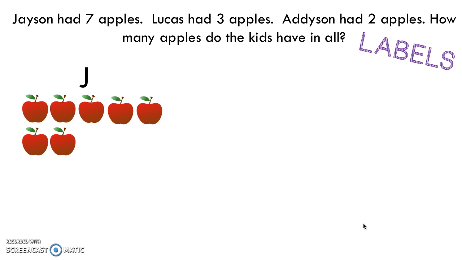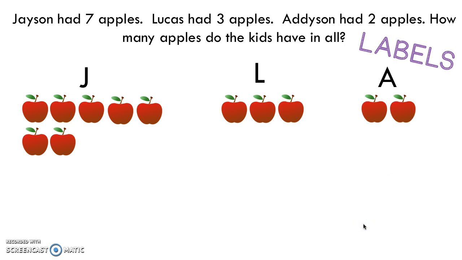Watch what I do for Lucas. So Lucas had 3 apples, so I'm going to draw him next. I'm going to do an L for Lucas. That will be my label, and I'm going to do his good 3 apples. And then I said Addison had 2 apples, so I'm going to do an A for my label for Addison, and I'll draw my 2 apples for her.